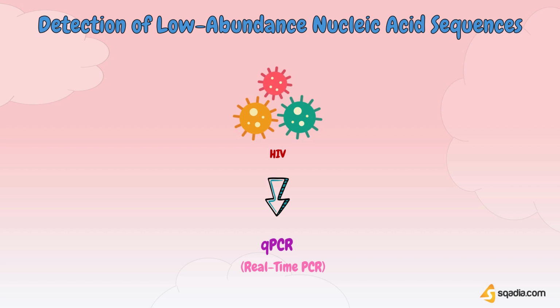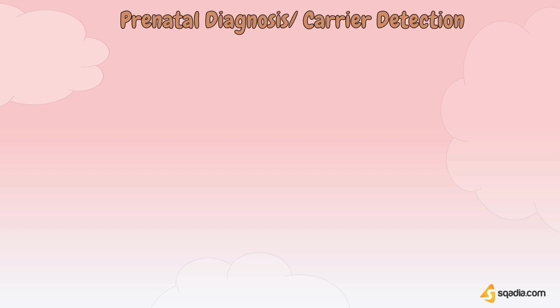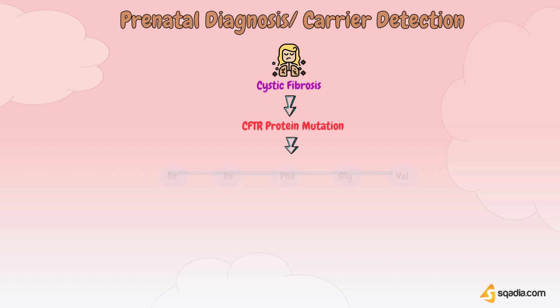Moving towards fourth application of polymerase chain reaction, and that is prenatal diagnosis and carrier detection of cystic fibrosis. Cystic fibrosis is an autosomal recessive genetic disease resulting from mutations in the gene for the cystic fibrosis transmembrane conductance regulator protein. The most common mutation is a 3-base deletion that results in the loss of a phenylalanine residue from the cystic fibrosis transmembrane conductance regulator protein.